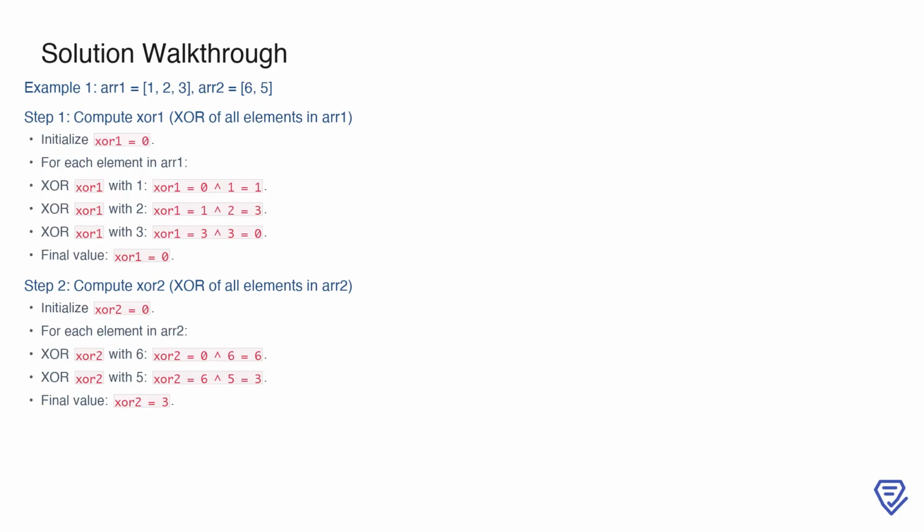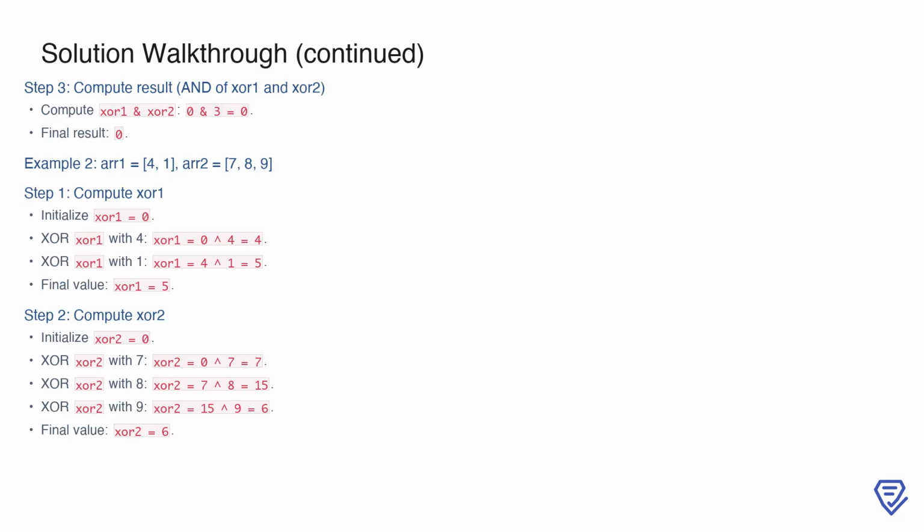We initialize XOR2 to 0, then XOR it with 6 to get 6. After that, we XOR 6 with 5, resulting in 3. The final value of XOR2 is 3. Now that we have XOR1 and XOR2, we compute the result by taking the bitwise AND of the two values. Specifically, we calculate XOR1 AND XOR2, which is 0 AND 3. This evaluates to 0, so the final result for this example is 0.